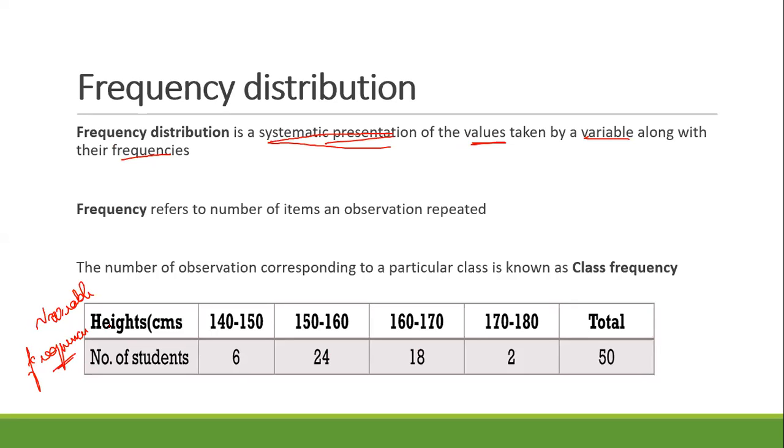So frequency distribution is where you systematically arrange the values based on their variables. This we call variables. Under a particular variable, this frequency distribution table shows us which frequency comes. So what is frequency distribution? It is a systematic presentation of values taken by a variable along with their frequencies.